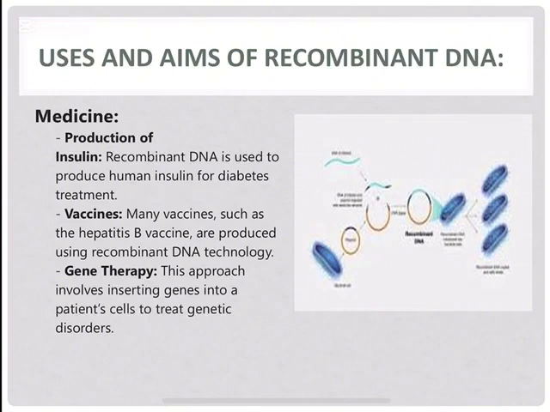Many vaccines, such as hepatitis B vaccine, are produced using recombinant DNA technology. And lastly, we have the gene therapy. This approach involves inserting gene into a patient's cell to treat genetic disorder.